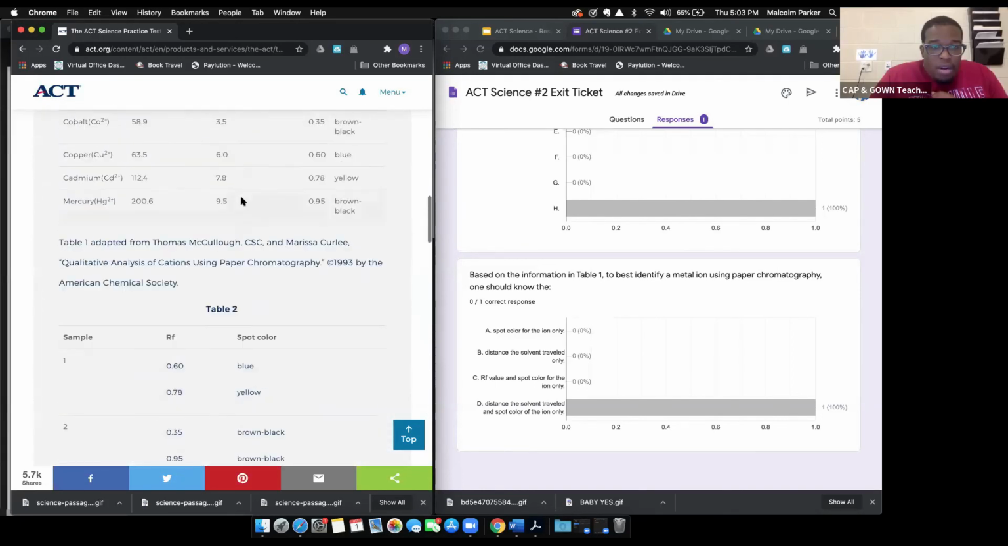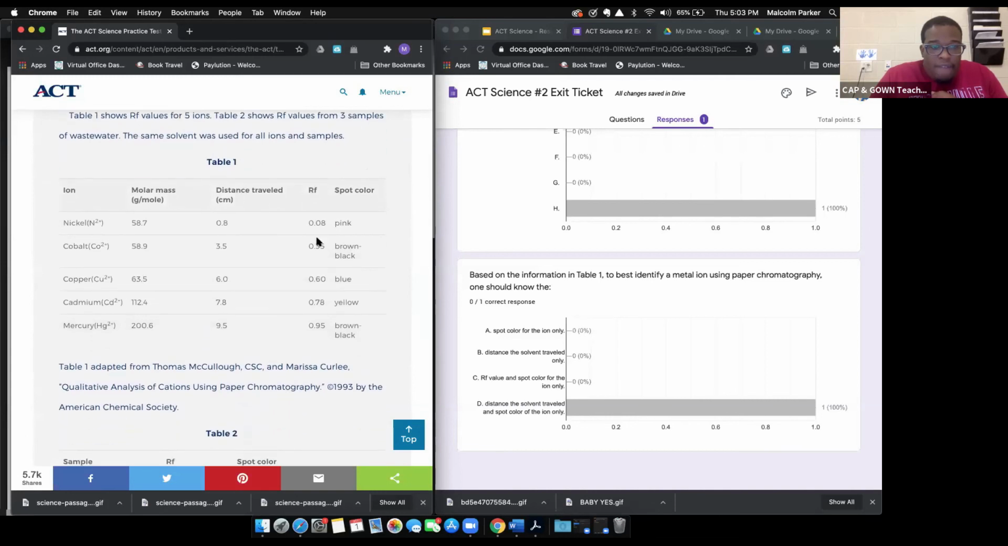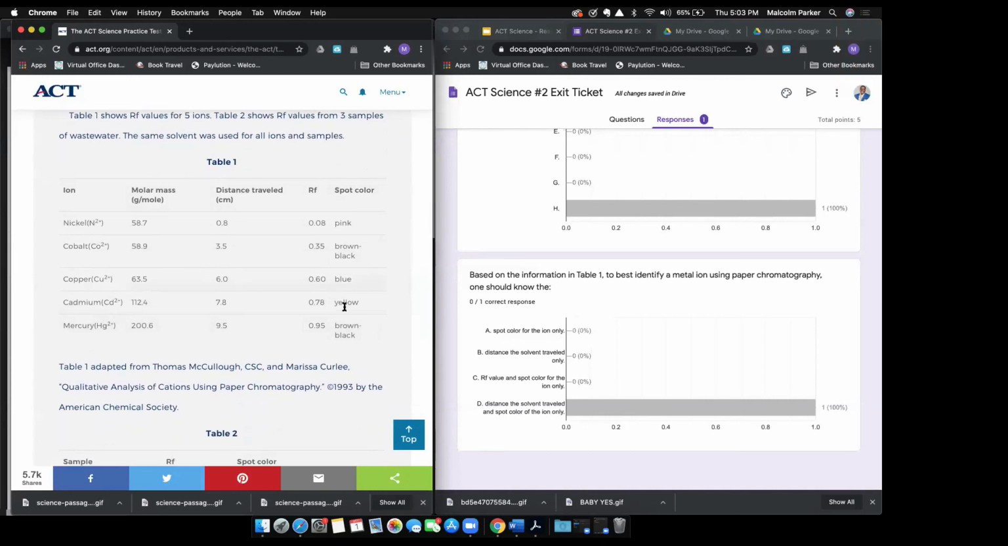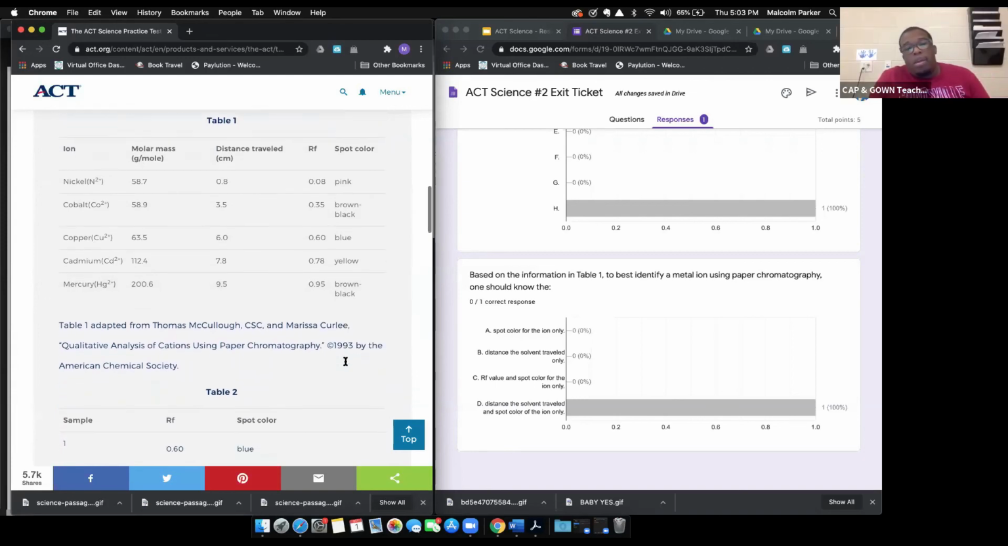So right here, the RF value here, and the spot color. Making sense? My bad. Oh, you good.